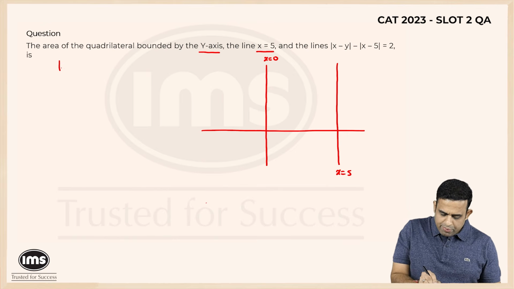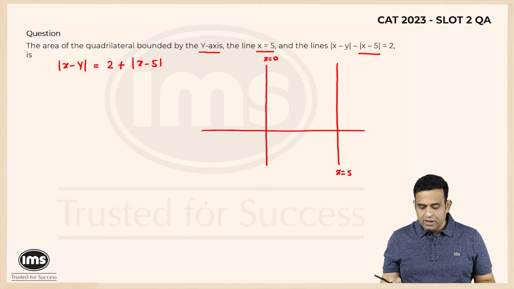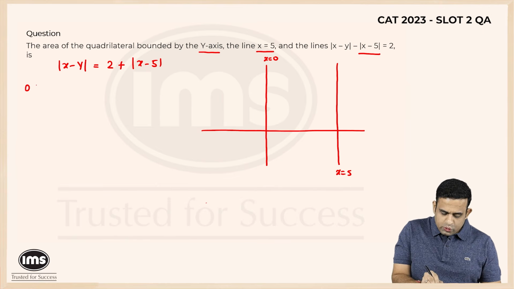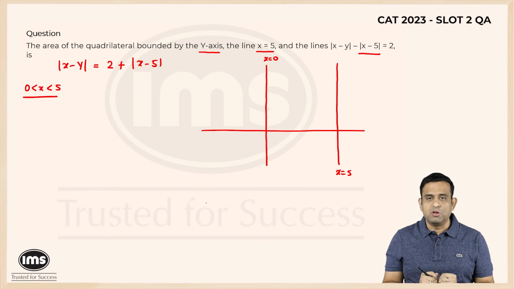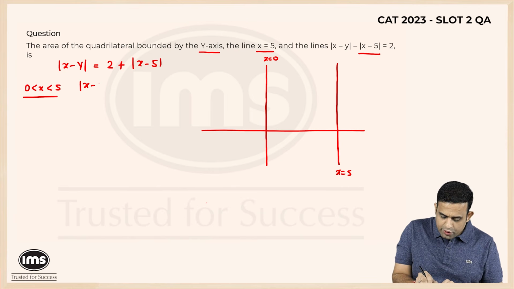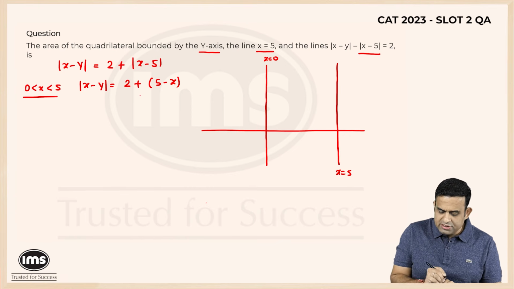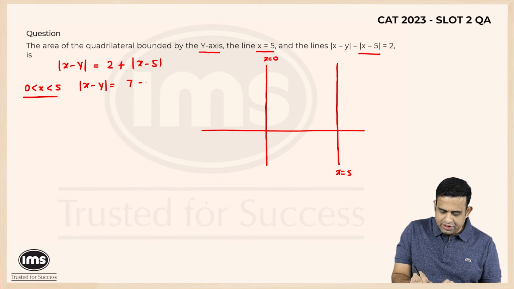So the term, if you look at mod of x minus y, would be equal to 2 plus mod of x minus 5, if I take this particular term on the right hand side. Now understand, in the interval 0 to 5, when x is between 0 and 5, the term mod of x minus 5 can be written as 5 minus x, because mod of x minus 5 needs to be positive. So it will become mod of x minus y equals 2 plus 5 minus x, and this basically becomes 7 minus x eventually.